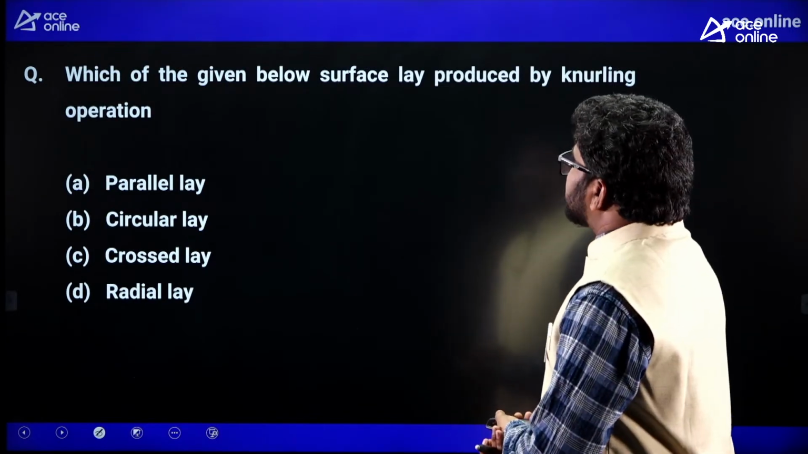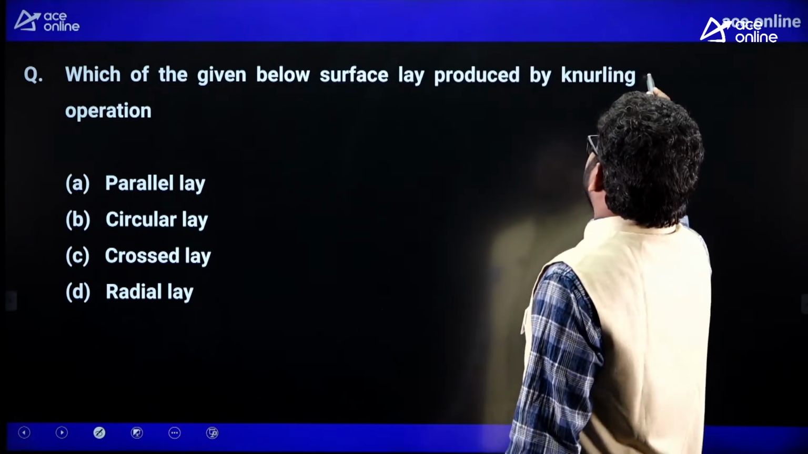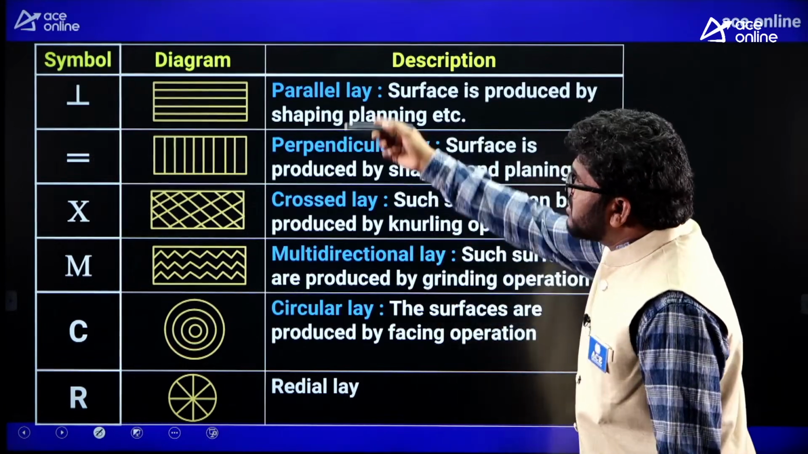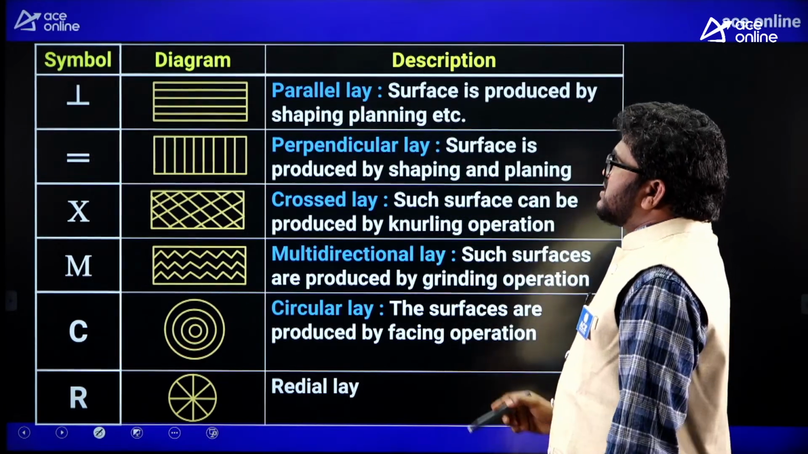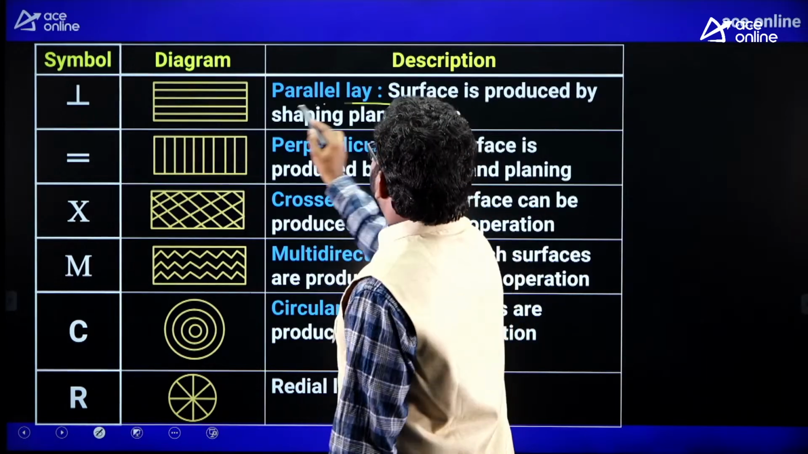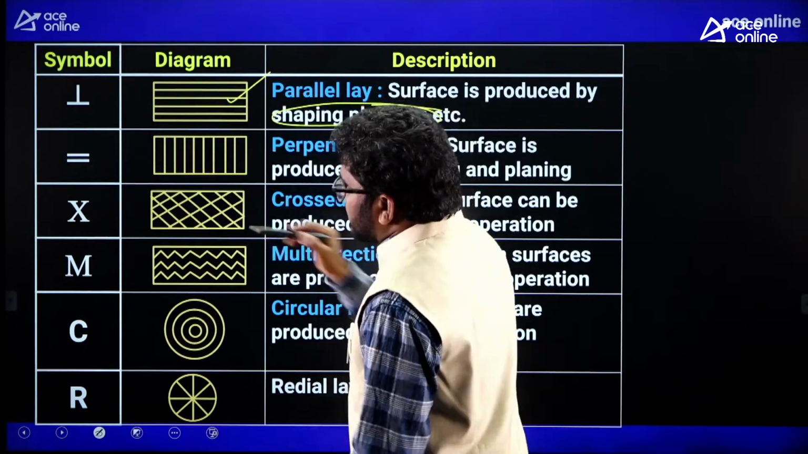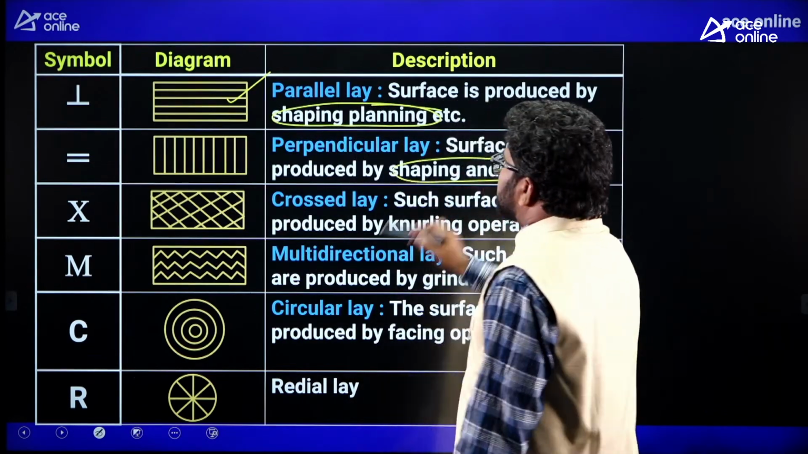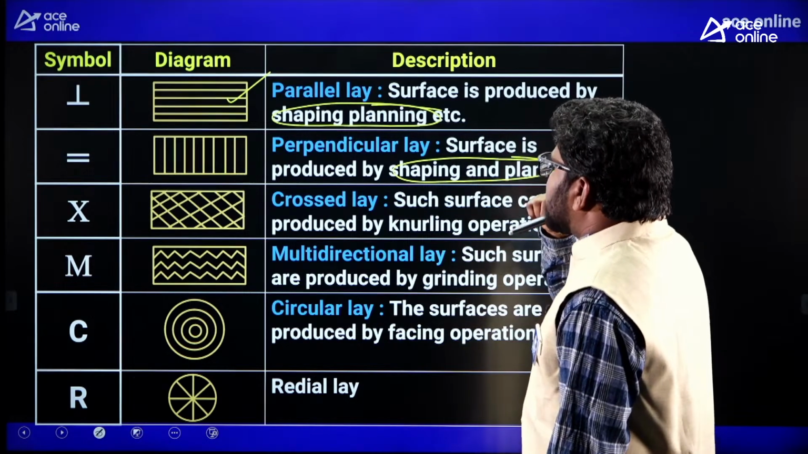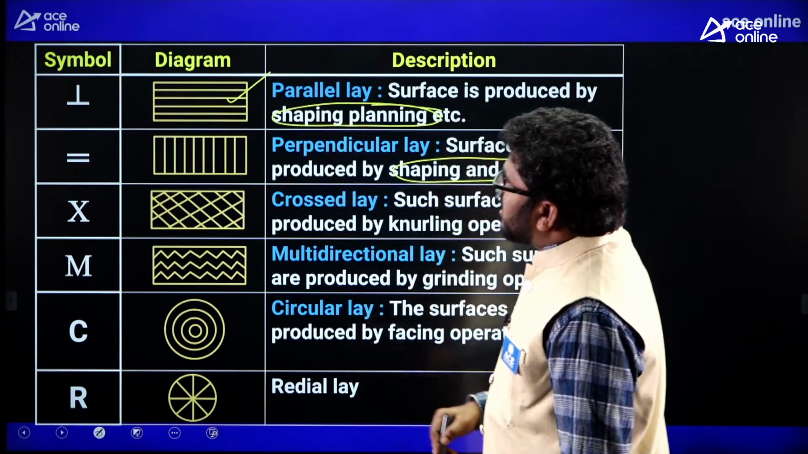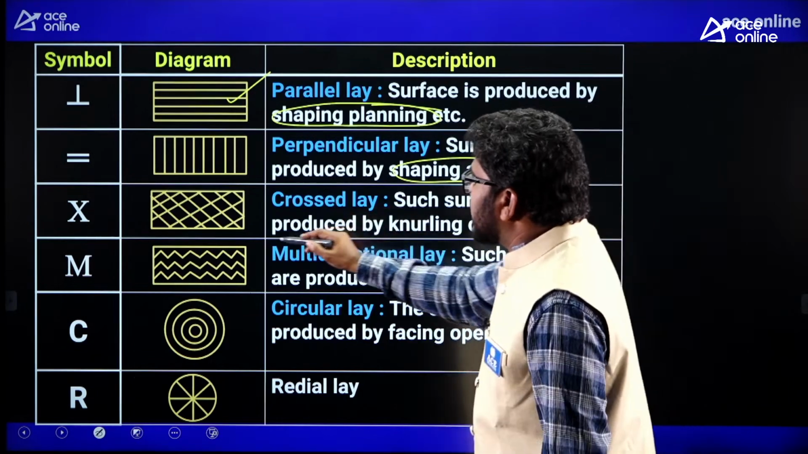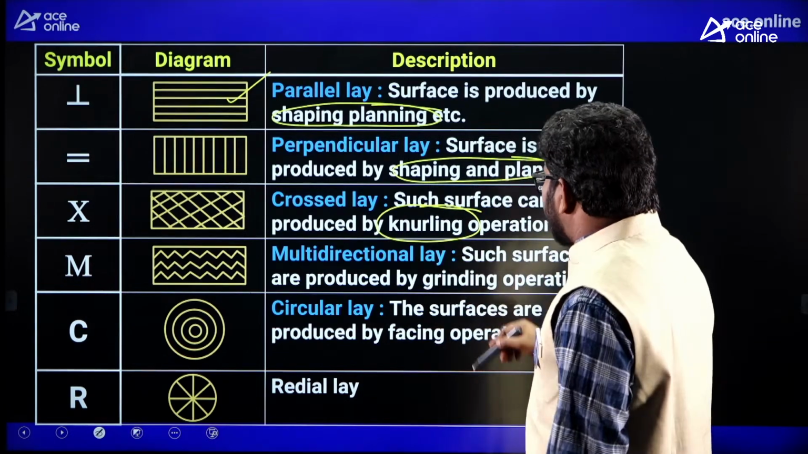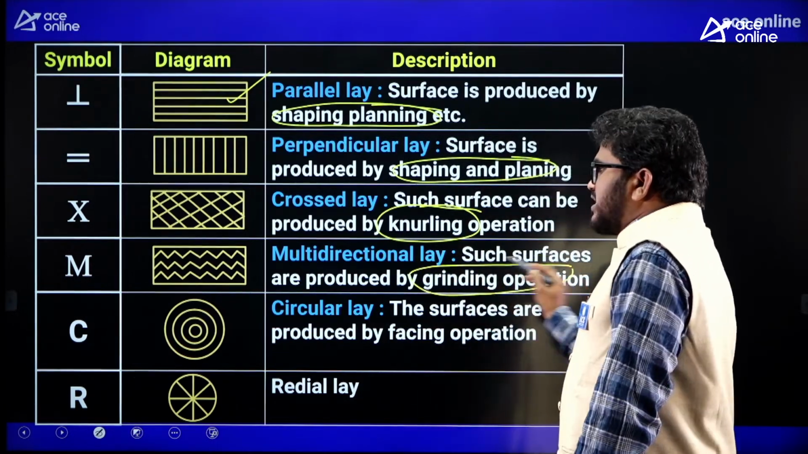Which of the given surface lays is produced by a knurling operation? See here, different shapes, symbols and descriptions. Parallel lay is produced by shaping or planing operation, cutting the material like this. Here parallel lines are produced. But this is a cross lay, the knurling operation. In multi-directional grinding operation, you will get a multi-directional lay.